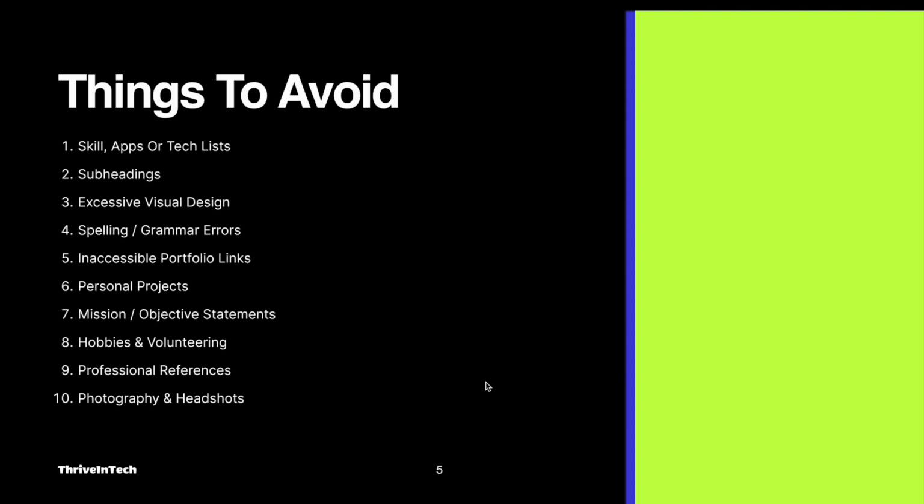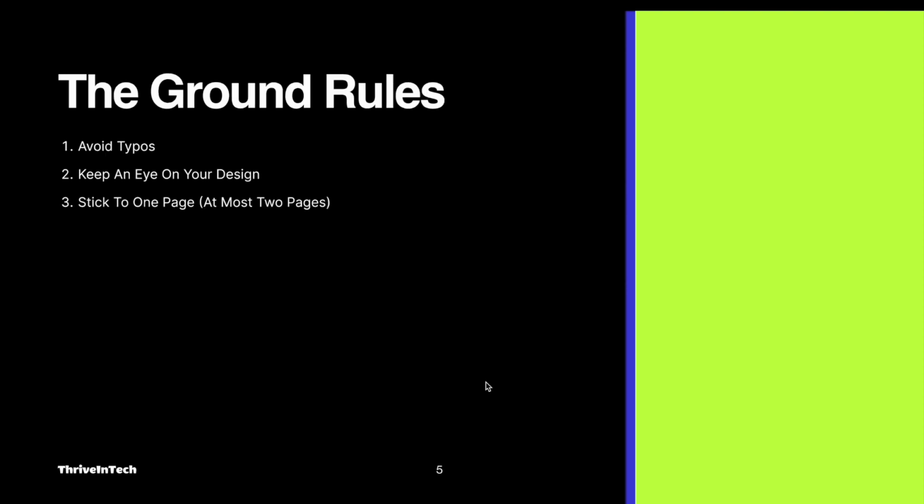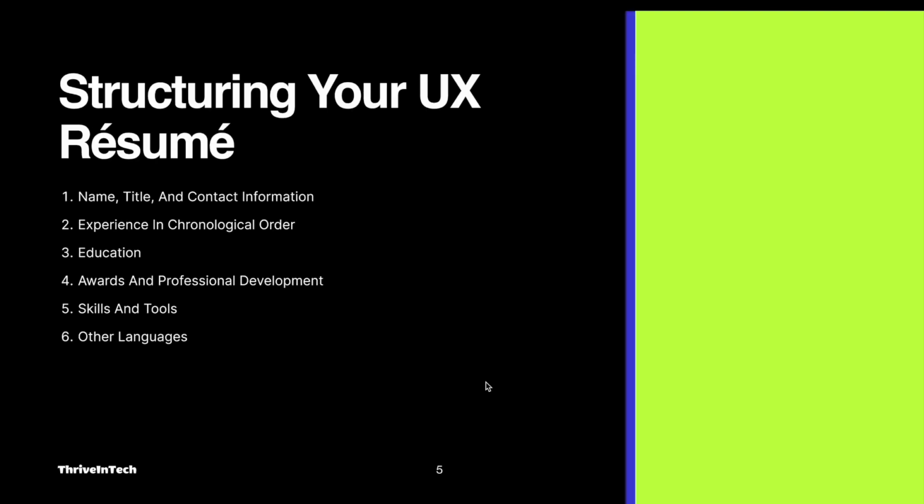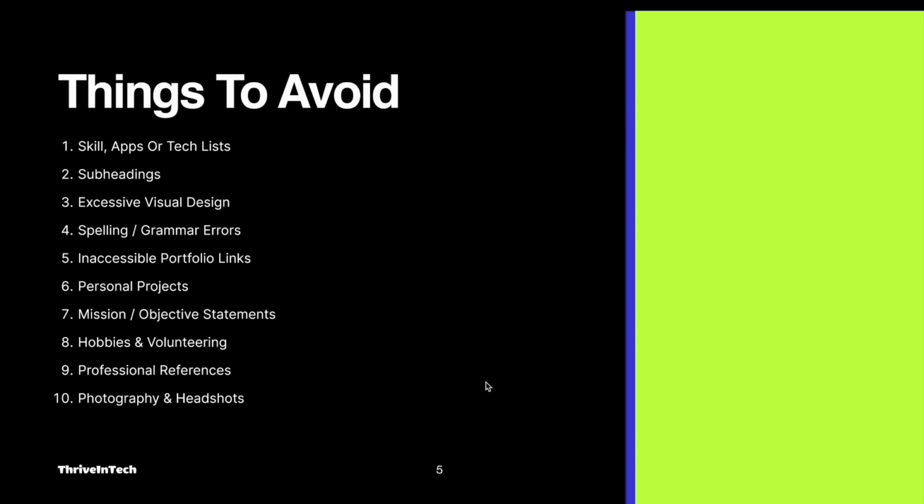So the first thing here is skills, apps, or tech list. You can see that in the structuring, I put skills and tools. Yes. So now on their list, they said when you're writing a resume now, you should avoid putting your skills, apps, or tech list, that is, tools.